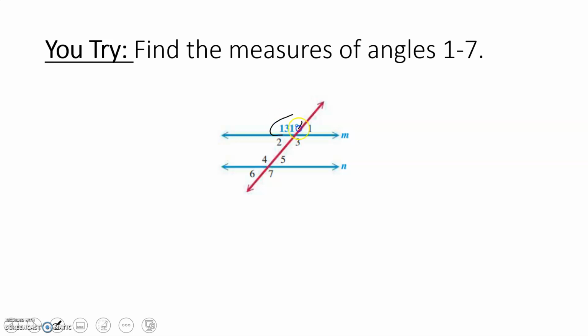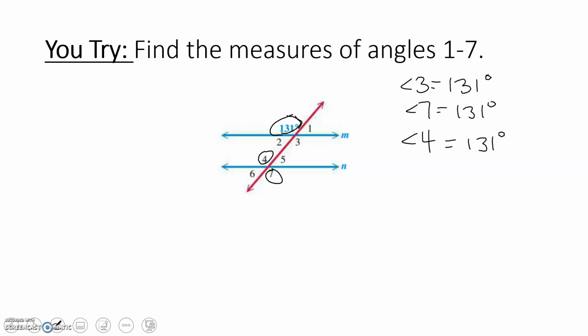All right. Well, it tells us that this first angle here is 131 degrees. Well, we know that angle 3 is vertical to that angle. So angle 3 is also going to equal 131 degrees. We also know that angle 7 is an alternate exterior angle with 131 degrees. So angle 7 is also going to equal 131 degrees. We also know that angle 4 is a vertical angle to angle 7, so angle 4 is also going to equal 131 degrees. All right, so we got angle 3, angle 4, and angle 7 all equal to 131 degrees.